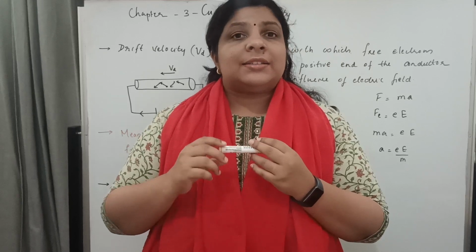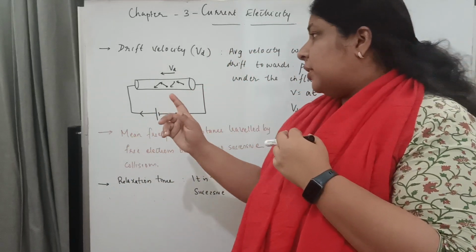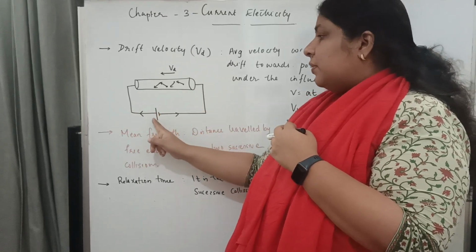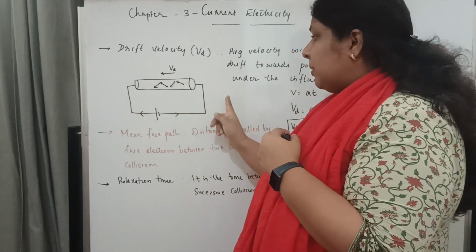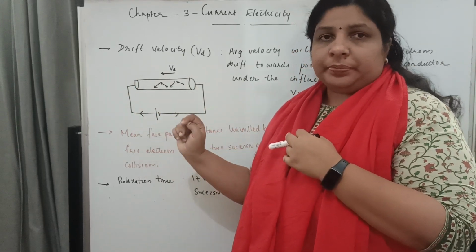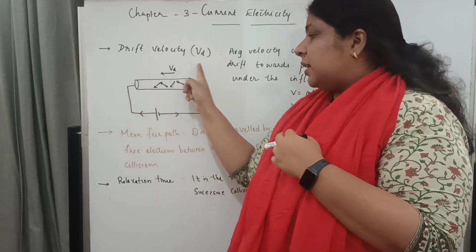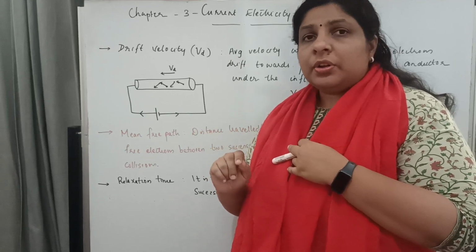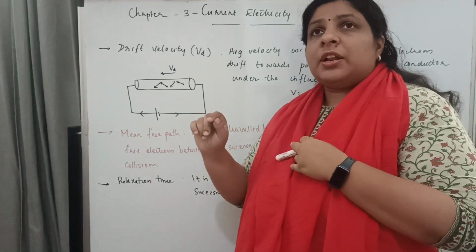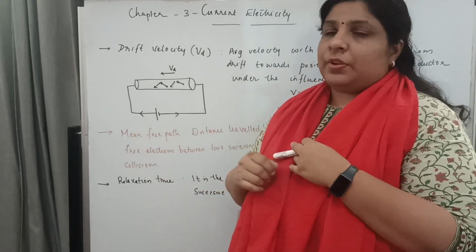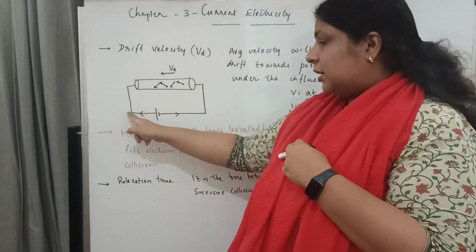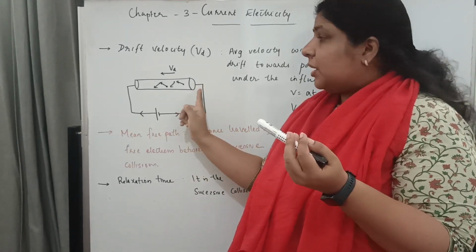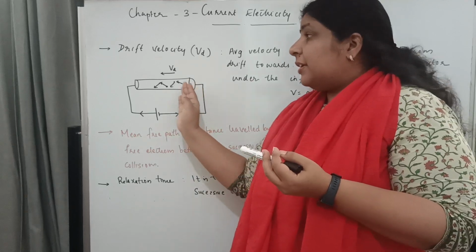Now when that conductor is connected to a battery, as shown in the diagram, the current will start to flow from the positive terminal of the battery to the negative terminal. If the current is flowing in this direction, the electrons will flow in the opposite direction. We already know the conventional current flows in the opposite direction of the flow of electrons. This is the negative terminal, so the negative electrons get repelled and move in this direction.